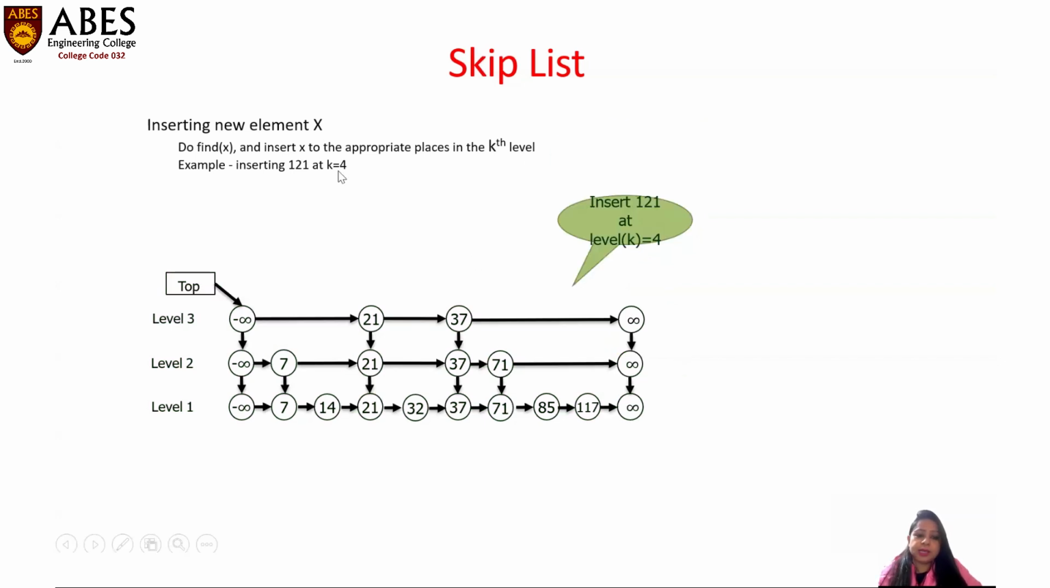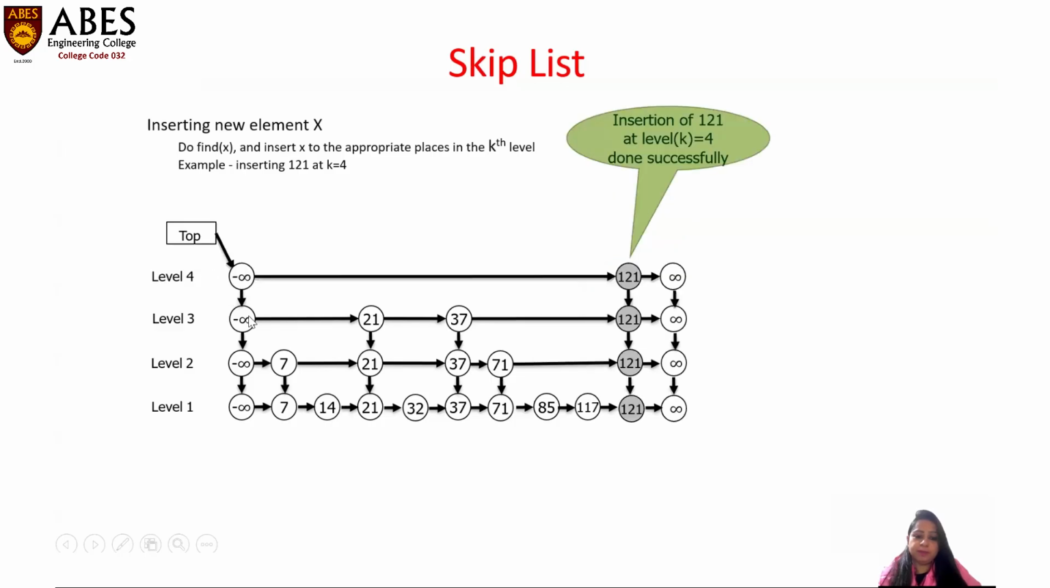Inserting a new element x at a particular location, k equals 4, where k represents your level. In this, we have level 1, level 2, level 3. We do not have level 4, so we'll add level 4 over here. And top will point to the minimum value of level 4, that is minus infinity. Then 121 will be added to level 4, as well as to level 3, level 2, and so on up to level 1, that is the lowest level.